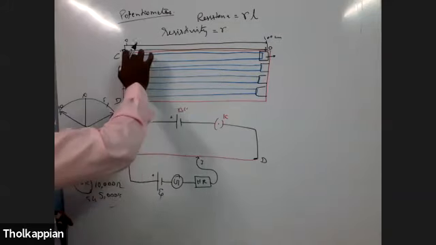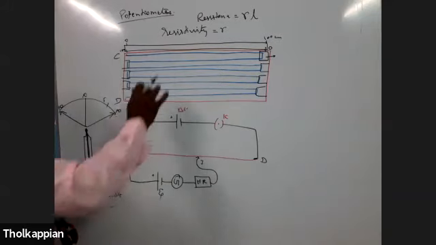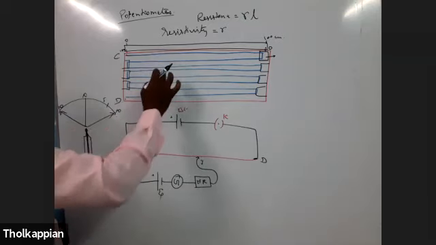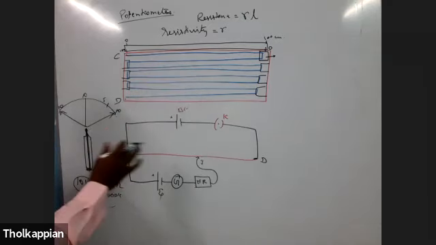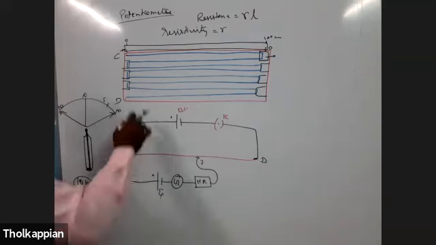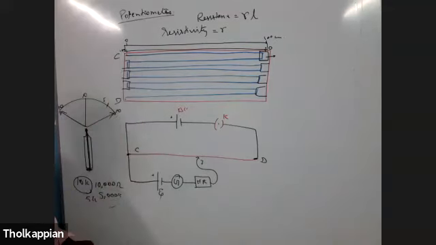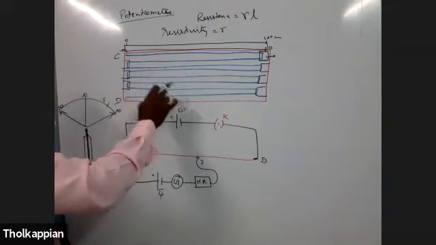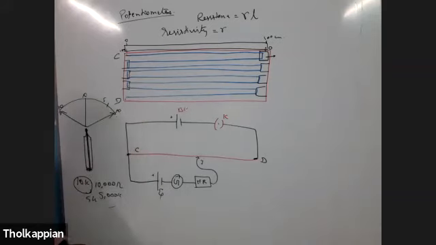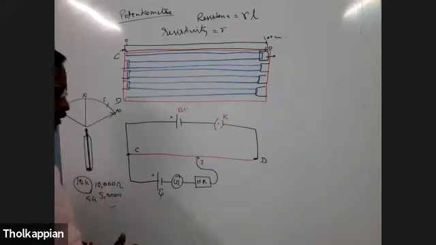range is between the C and D. Any one wire, maybe this wire or this wire or this wire, any one wire. The balancing length is between C and D. So within the 10-meter wire, you have to find the balancing length.